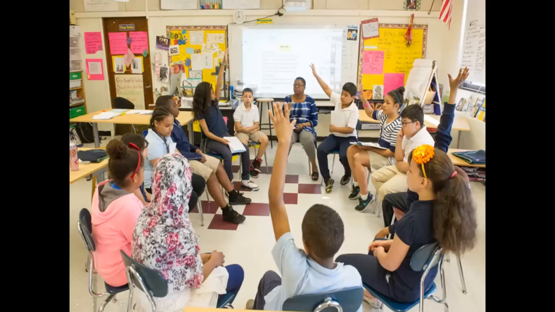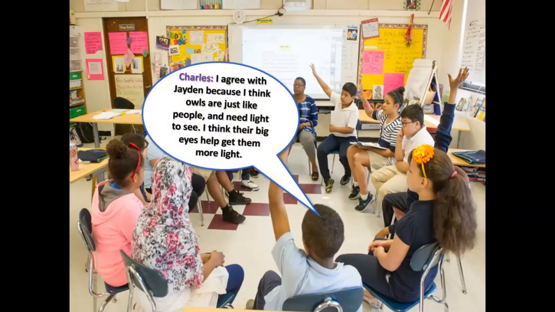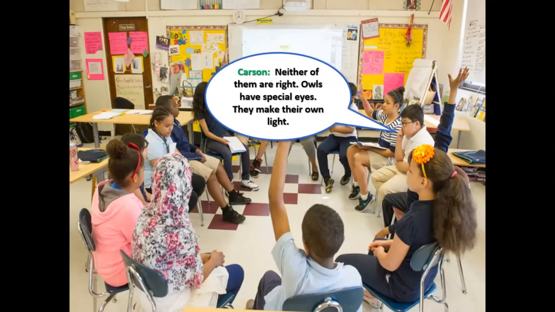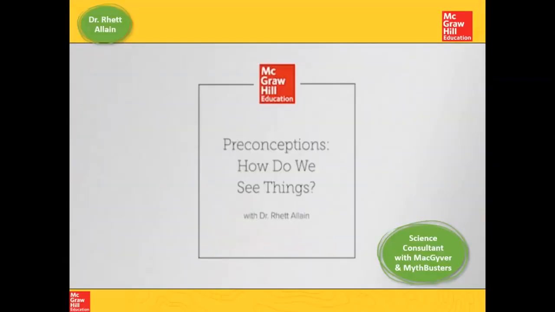So students are going to have different ideas on this. Charles might think, I agree with Jaden because I think the owls are like people. They still need light to see. I think their big eyes help them see more light. Okay. Maya thinks Laura must be right because bats and other animals use sound waves to navigate. So light is not necessary. I can see that. Students are hearing about science at home, on TV, on the internet, and they come into our classroom with these preconceptions. Carson says neither of them are right. Owls have specialized, they make their own light. So who knows what our students are thinking coming into the classroom based on their life experiences?